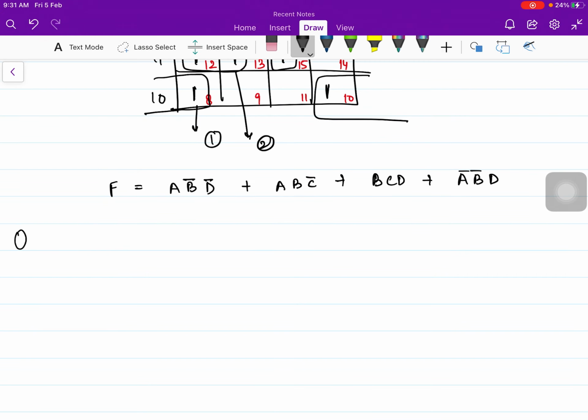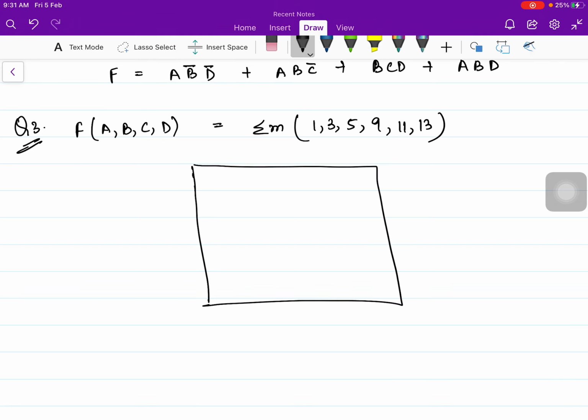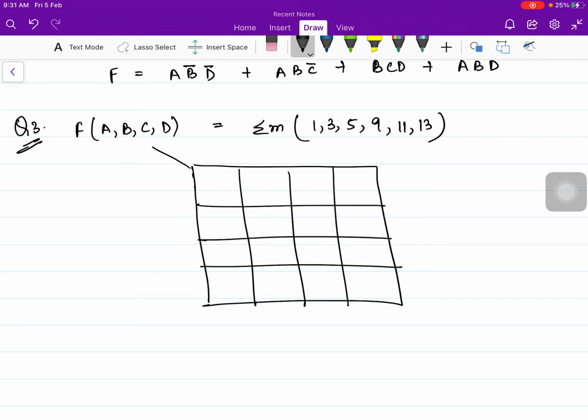Let's move to the another question. So the more we will solve the questions, the more we will learn new things. But the basic objectives will remain the same. Again, this is a question. Let's draw the structure. Mark the variables. Put the combinations. Do the numbering.